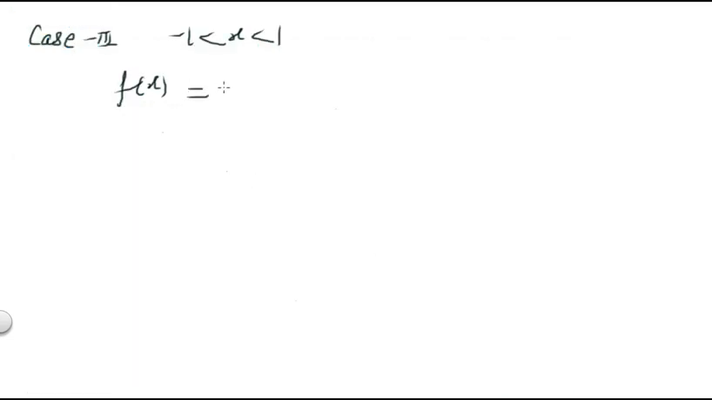So function value is 2x, and as we know this is a polynomial function, hence it will be continuous at all the values that are lying between -1 and 1. So you can directly write a statement, being a polynomial function, it is a continuous function. Now case number 4.